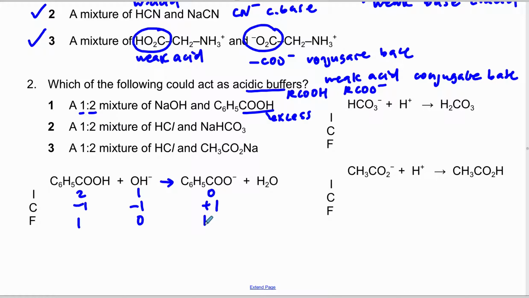So look at the final line. F is final. You see the final line, I would have some weak acid and some of its conjugate base. So that will be a buffer. In fact, it will be an acidic buffer. So let's look at the next one.